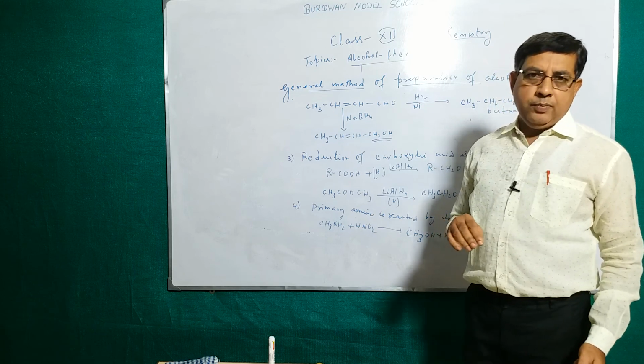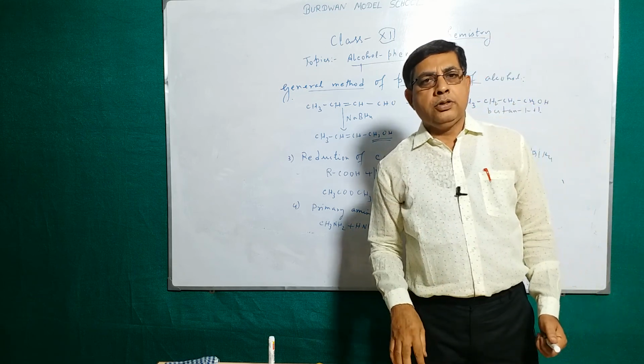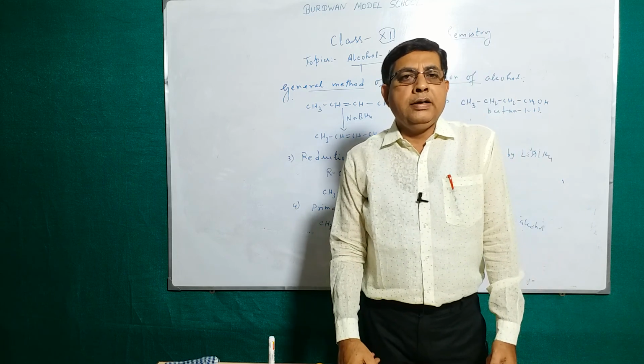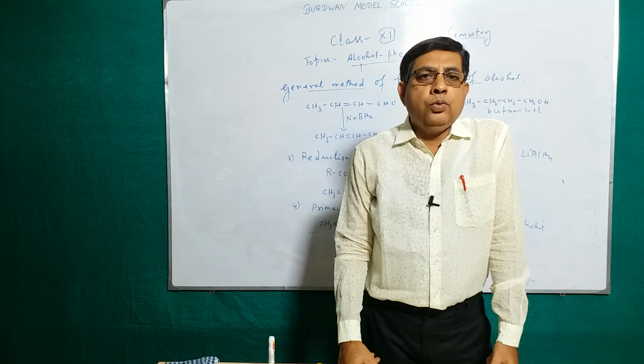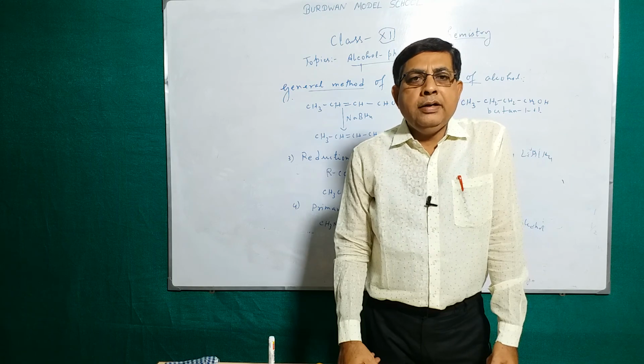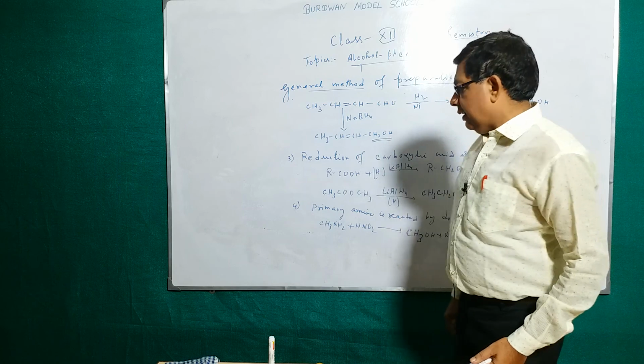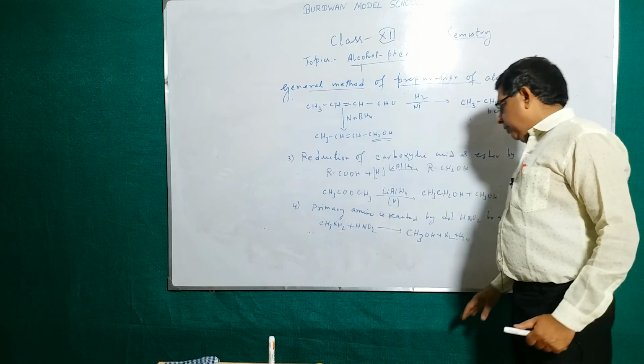But here you remember that nitrous acid cannot be stored in the laboratory. So when you want to use nitrous acid, we take NaNO2 and HCl. Sodium nitrite and hydrochloric acid react with each other to form nitrous acid, and this nitrous acid reacts with primary amine to give alcohol.